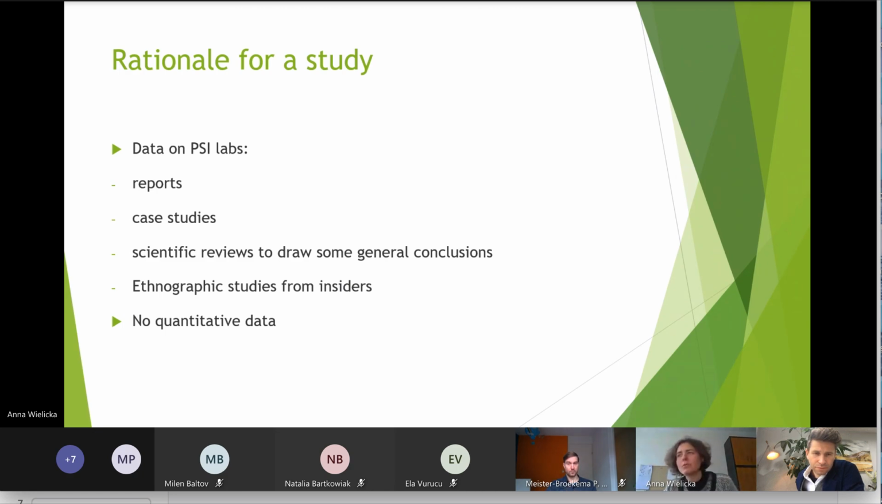The reason we would like to propose a quantitative way of measuring the activity of public sector innovation labs is that there are only qualitative studies devoted to them. There are some general reports, but not scientific ones. There are lots of case studies, some reviews, just to draw some conclusions about what the idea is and what the differences between particular labs are. And we have some ethnographic studies, usually from insiders. And there is no quantitative data.